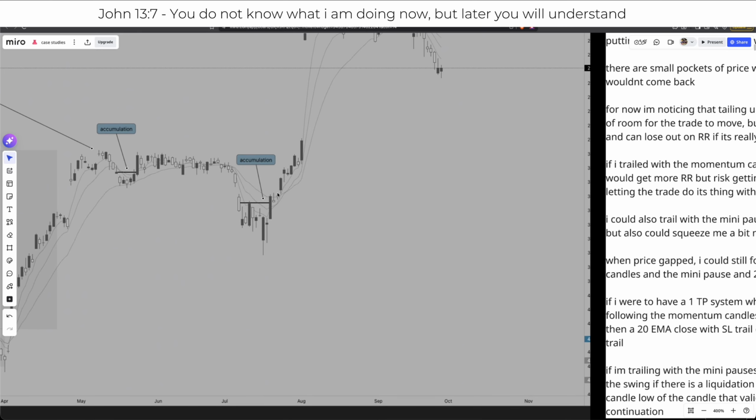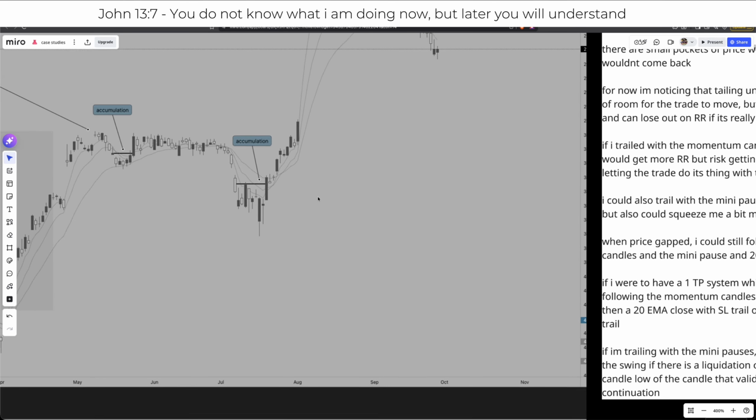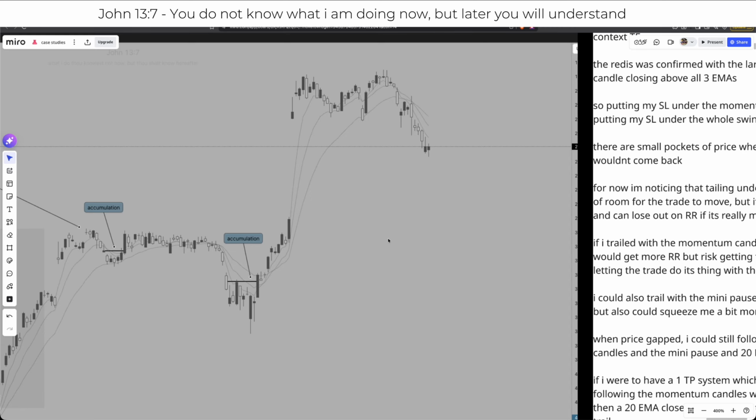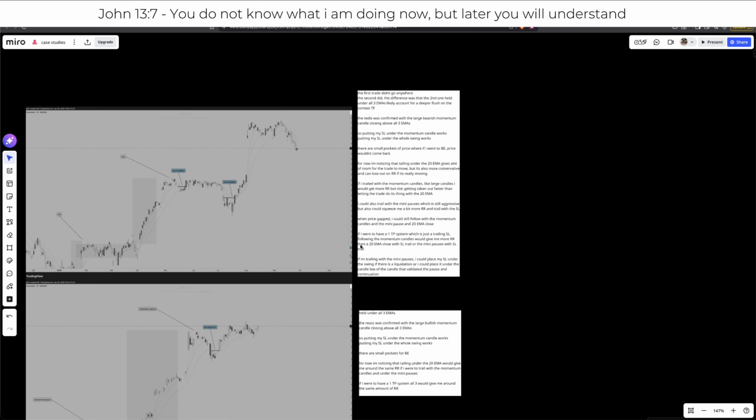So here you have the pause, right? I can put it under the swing, but there is no swing here. So I can put it under this low. As price creates the pause and validates it with this candle, I put my stop loss under this candle. As it does it again, I put my stop loss under there. Validates, I put my stop loss under here. So this is something that I need to decide after I do a bunch of these, because this is definitely gonna contribute to my bottom line. So I need to determine which one, if I were to go with the mini pauses route.